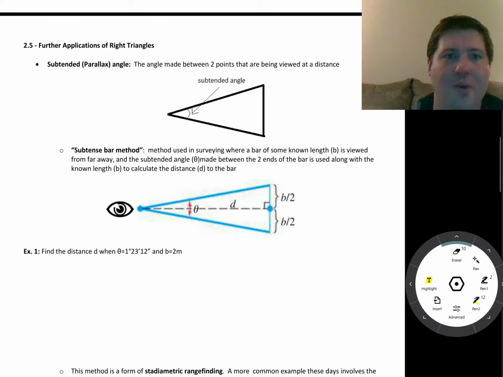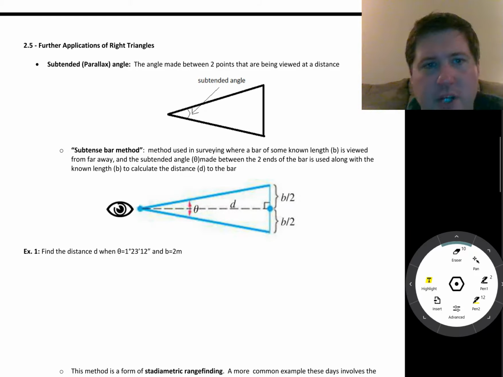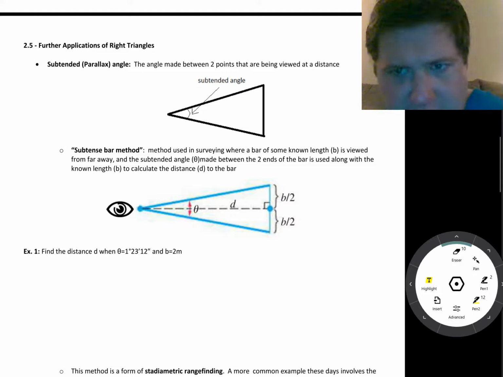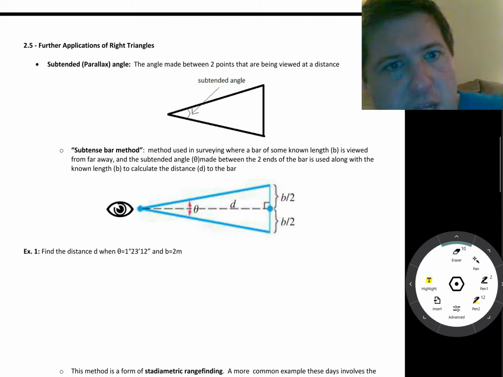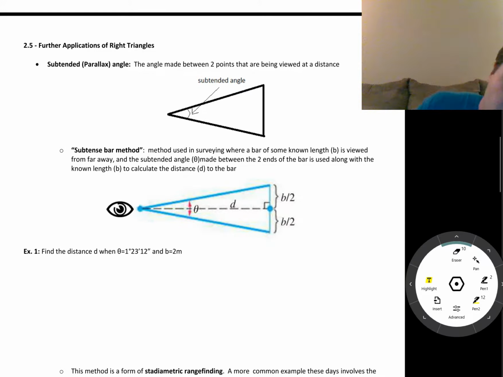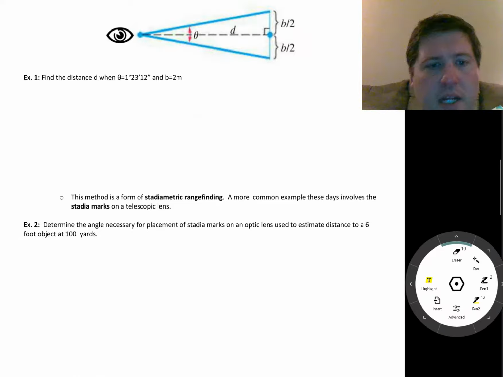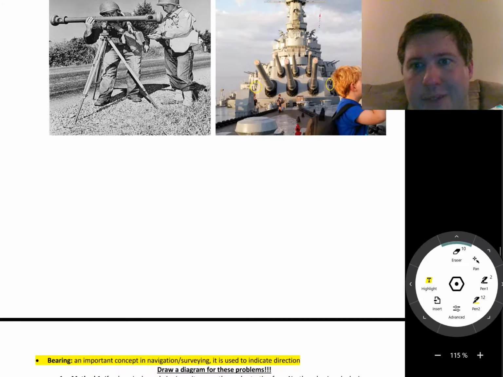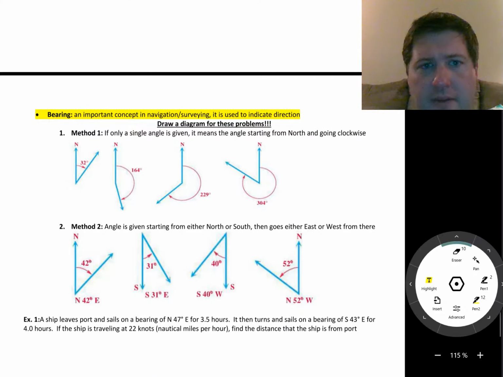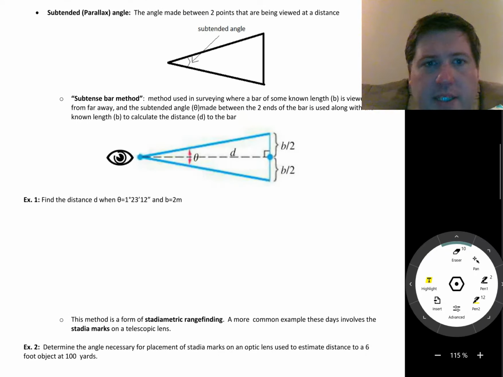Welcome to this video on further applications of right triangles. This would be after basic applications. These are kind of some niche applications. We're going to talk about two. We're going to talk about parallax or subtended angles, and after that, we're going to talk about bearing. Just two things here.